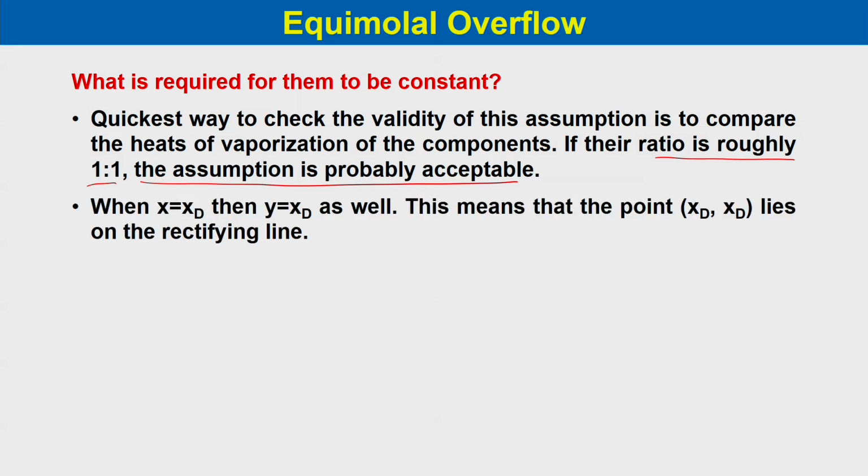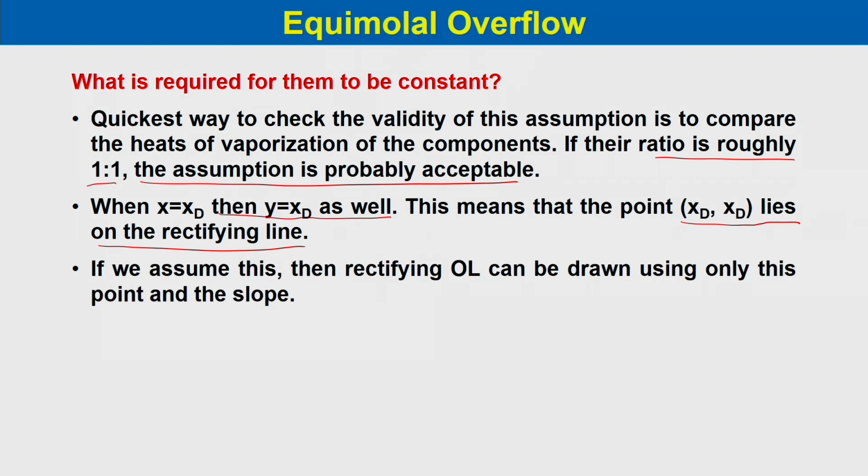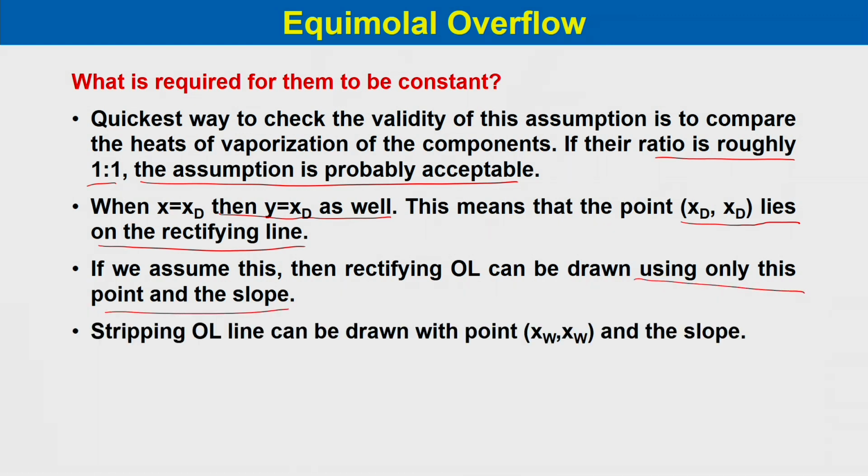When x is equal to xD, then y would be equal to xD as well. This means that the point (xD, xD) lies on the rectifying line. If we assume this, then the rectifying operating line can be drawn using only this point and the slope. Similarly, the stripping operating line can be drawn with the point (xW, xW) and the slope.